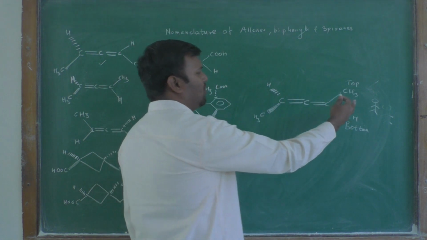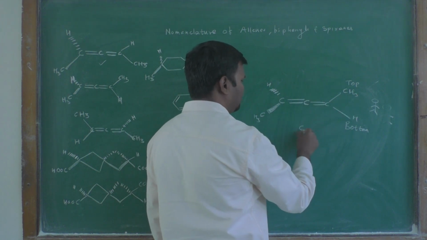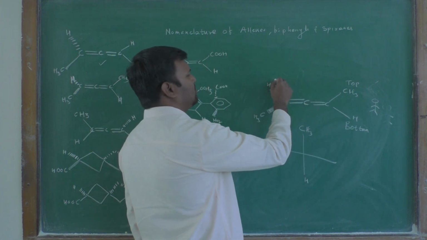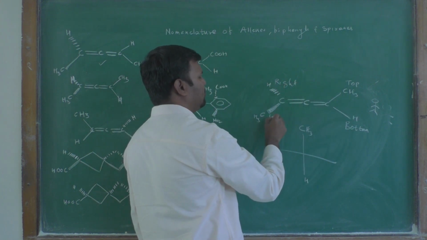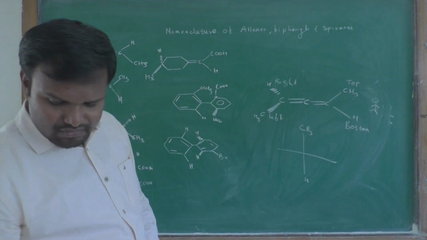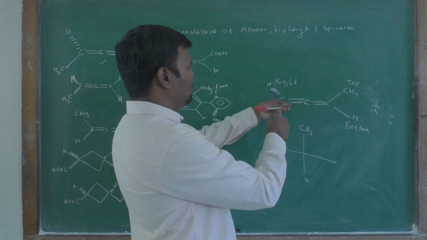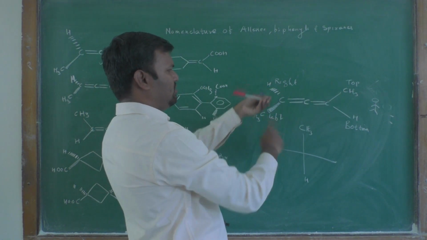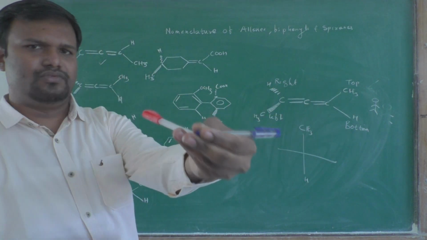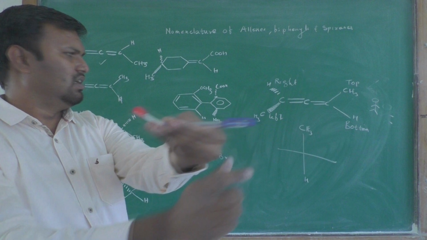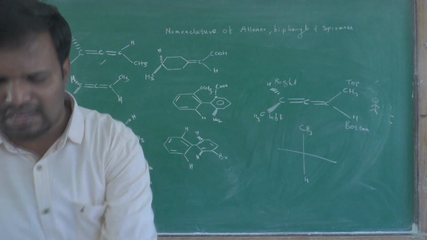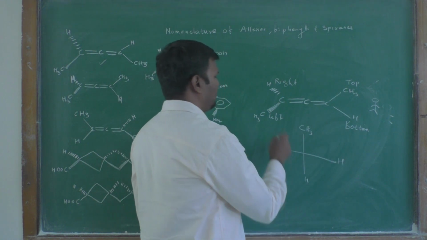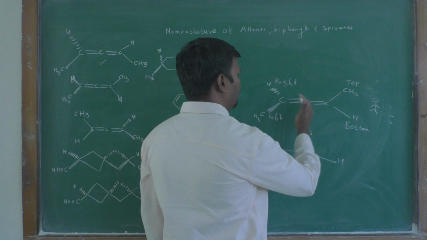When you look at this molecule from this side, you can easily see CH3 is the top one and hydrogen is the bottom. You are looking at the molecule from that side, therefore this will be right and this will be left. Looking from that side, hydrogen is on the right-hand side and on the left-hand side there is a CH3.